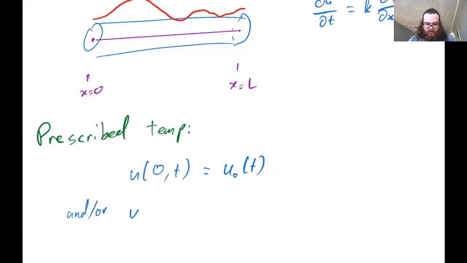And we can also do the same for the other end of the rod. So this might be a temperature prescribed at point L. This could also depend on time.